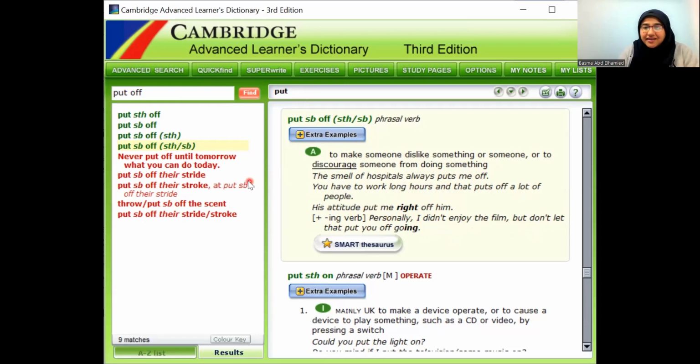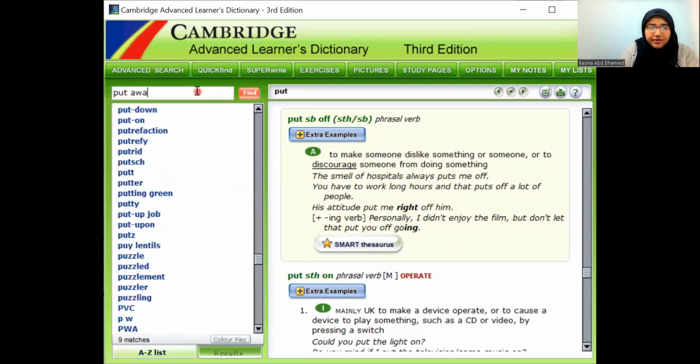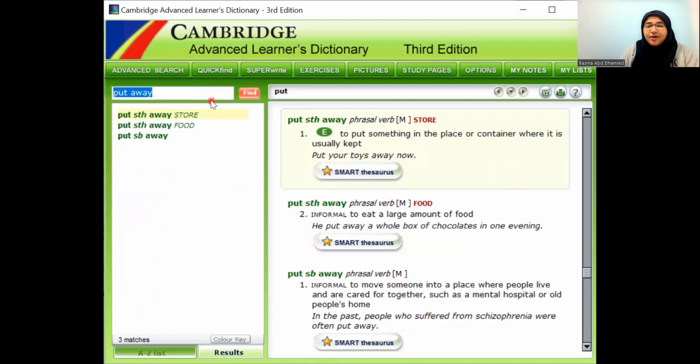Okay, now let's take another one. Put away. Let's write it. Put away. Okay, so the sentence: could you put away your clothes, please? Your room's a total mess. So you need to put it in a place or a container where it is usually kept. So put your toys away now.